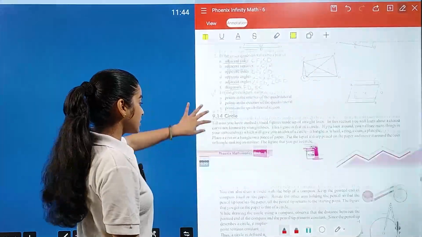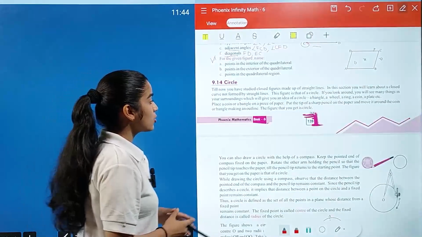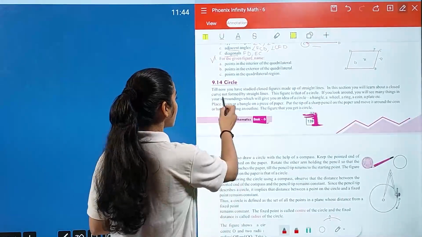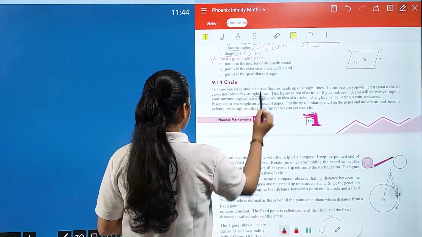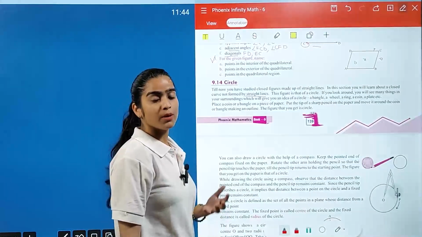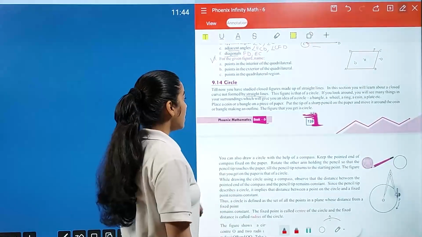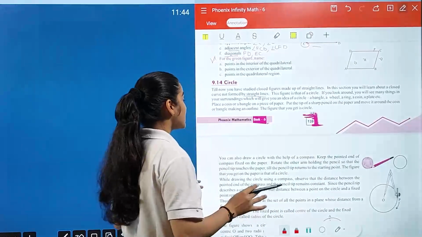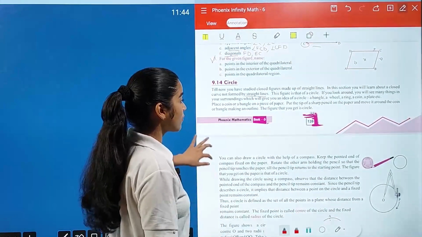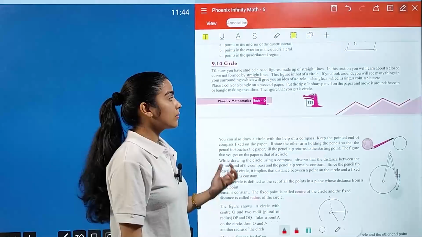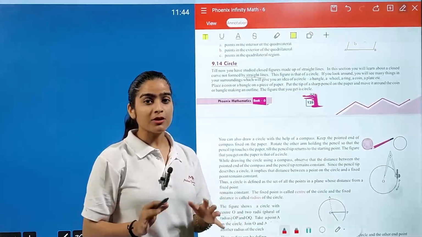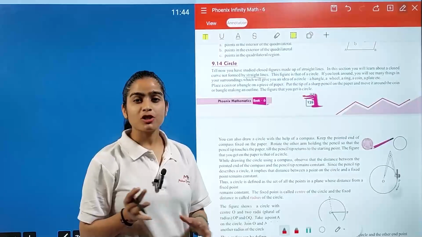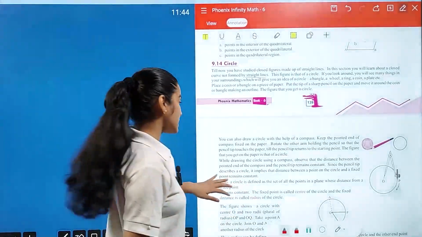Next we have a circle. So till now you have studied closed figures made up of straight lines. In this section you will learn about a closed curve not formed by a straight line. So now we have a figure which is not formed by line segments, it is formed by a curve. So the figure is that of a circle. If you look around, you will see many things in your surroundings which will give you an idea of a circle. A bangle, a wheel, a ring, a coin or a plate. You remember that song which we sang when we were small, Mummy ki roti gol gol, Papa ka chashma gol gol. So that is linked with your circle.